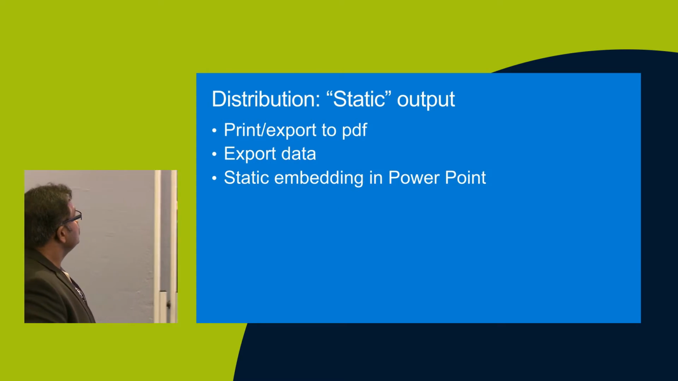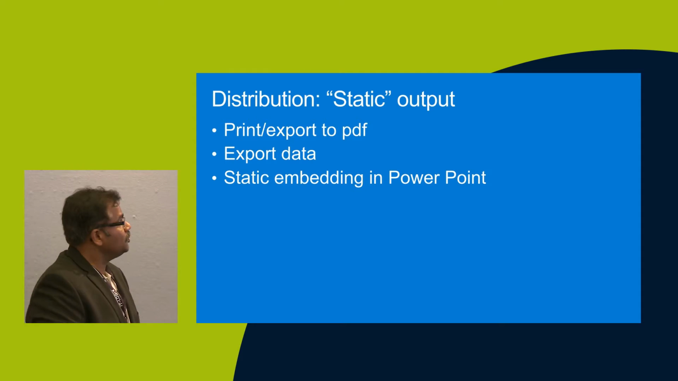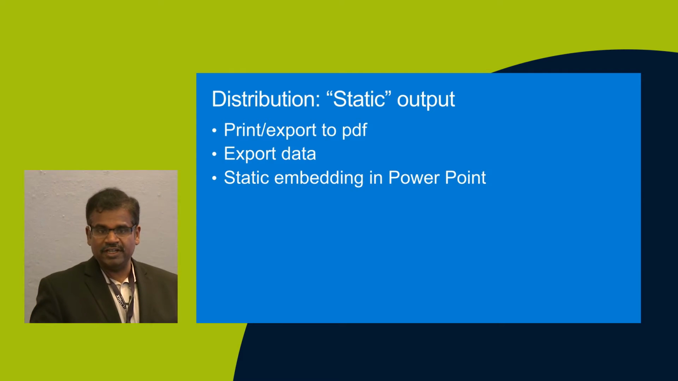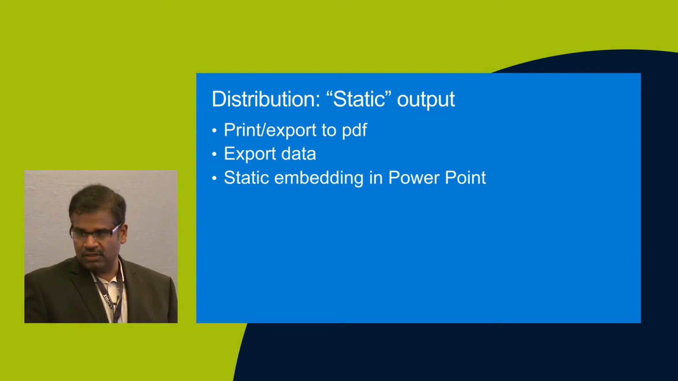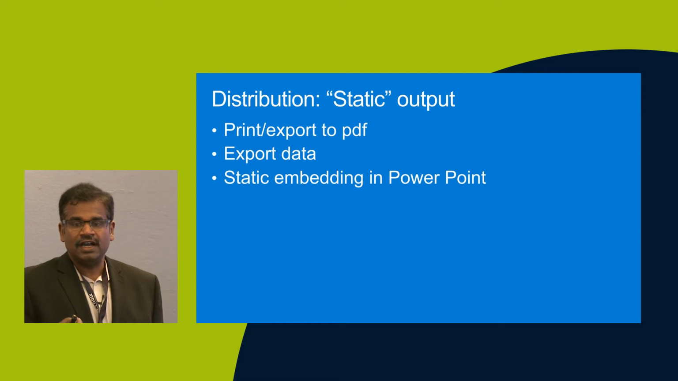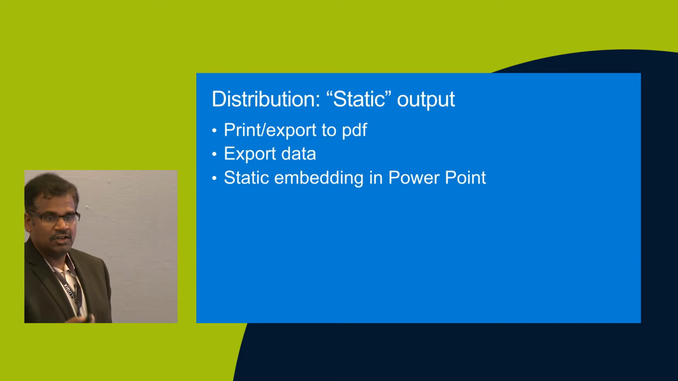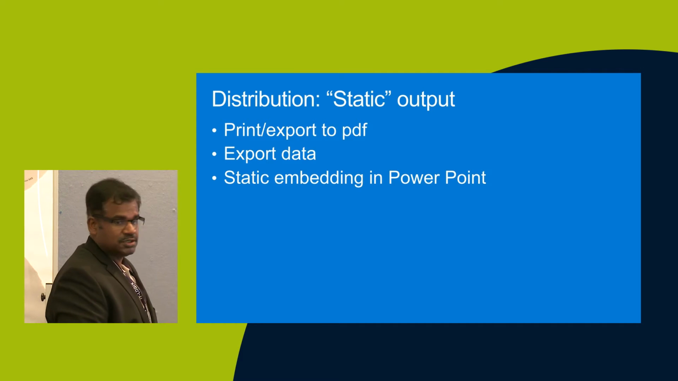So diving into these, the first one is static output. You currently have the ability to print or export to PDF. If you go into the dashboard or a report page, you can do a print, and you can print it as a PDF overall, right? So that's the first one. You can print it as a PDF, and then you can distribute that content.